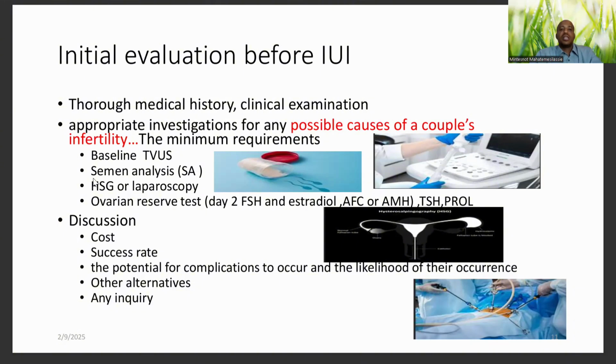And the other very important thing about transvaginal ultrasound, you can easily detect the ovarian reserve. Most physicians do day 2 FSH and estradiol to assess ovarian reserve. I don't think it is a proper way of assessing ovarian reserve, because this hormone, especially the FSH hormone, is indirectly secreted from the pituitary. It doesn't show you the right ovarian reserve amount.